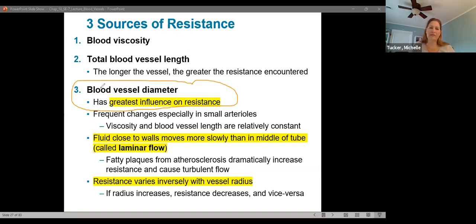The reason why blood vessel diameter has such an influence on resistance relates to turbulent and laminar flow. Along the walls, the flow is turbulent and slow. And in the middle, we have laminar flow, which is smooth and fast. If you have a larger diameter, a larger lumen, you'll have more laminar fast flow. If you vasoconstrict, you close down that lumen and limit the laminar flow, and you get more turbulent flow.